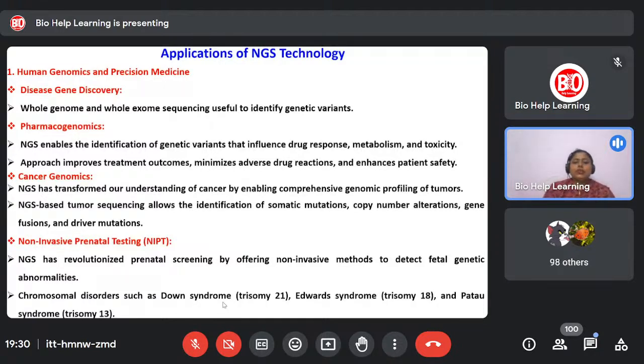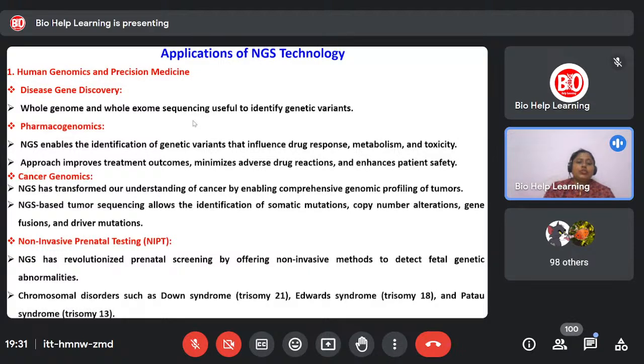So, applications of NGS technology. The first one is human genomics and precision medicine. This is gene discovery, where we can do whole genome and whole exome sequencing used to identify genetic variants.